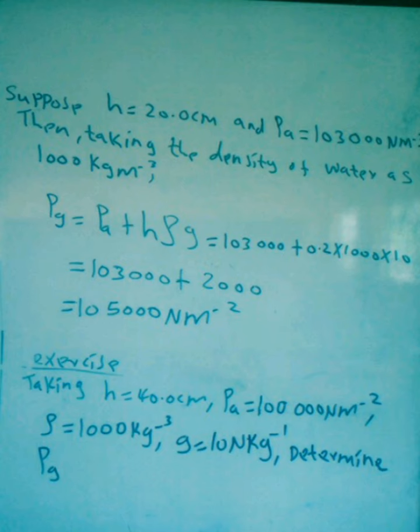So learners, I want to give you an exercise whereby you take the height as 40.0 centimeters, the pressure of the atmosphere at that particular point as 100,000 Newton per square meter, the density of water as 1,000 kilograms per cubic meter, and also take g as 10 Newton per kilogram, to determine the pressure of gas at that particular point.